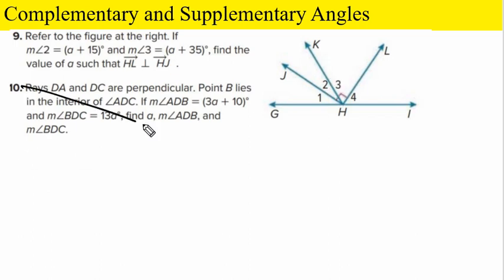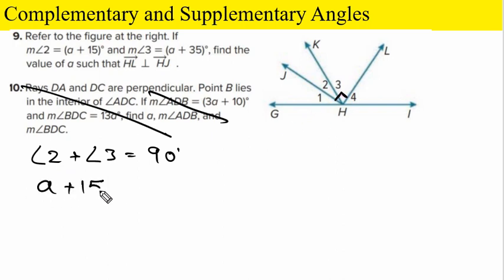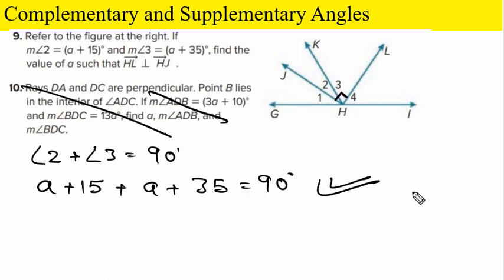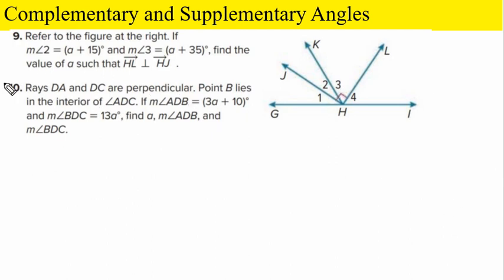I'm talking about question number 9 only. Angle 2 plus angle 3 is equal to 90 degrees. You can use this sign, right? Now after that, a plus 15 plus a plus 35 is equal to 90. I've done this type of question, so now you can solve this. You will get the a value. Okay, right. Next question, question number 10.